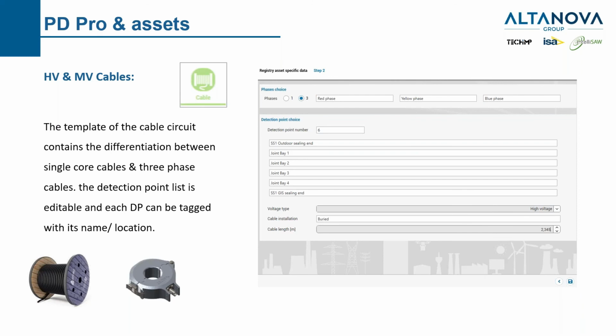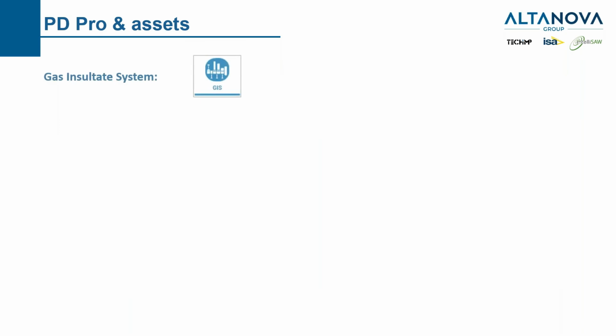Then in the detection point choice, we can instruct the system how many detection points we are going to test. In this case, I was thinking about a high voltage cable with 4 joints each phase and 2 terminations, 1 outdoor sealing end and 1 GIS sealing end. All this information will be saved in the registry and can be reused when testing and when analyzing. Once we save, all this information will be part of the DB.